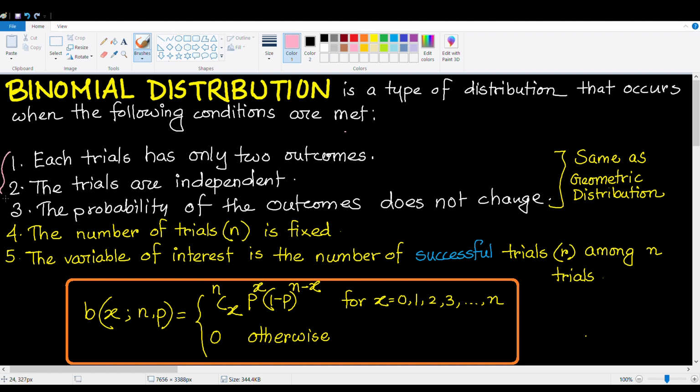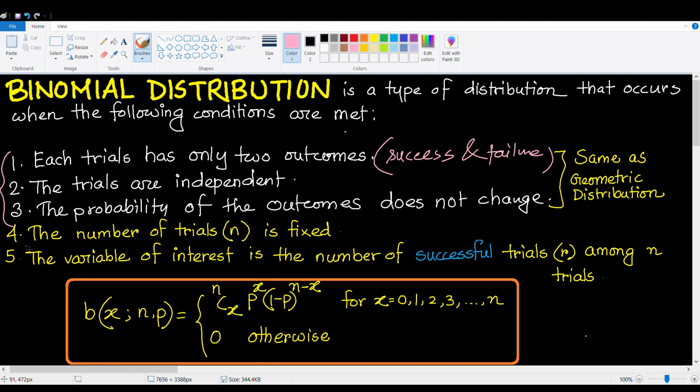You see, the first three conditions are the same as geometric distribution. They are: each trial has only two outcomes. This is condition 1. And the outcomes are success and failures. Condition 2 states that the trials are independent. That means the outcome of one experiment does not influence the outcome of any other experiment. Condition 3 states that the probability of the outcomes does not change, which means the probability of success and failure is fixed for each of the trials.